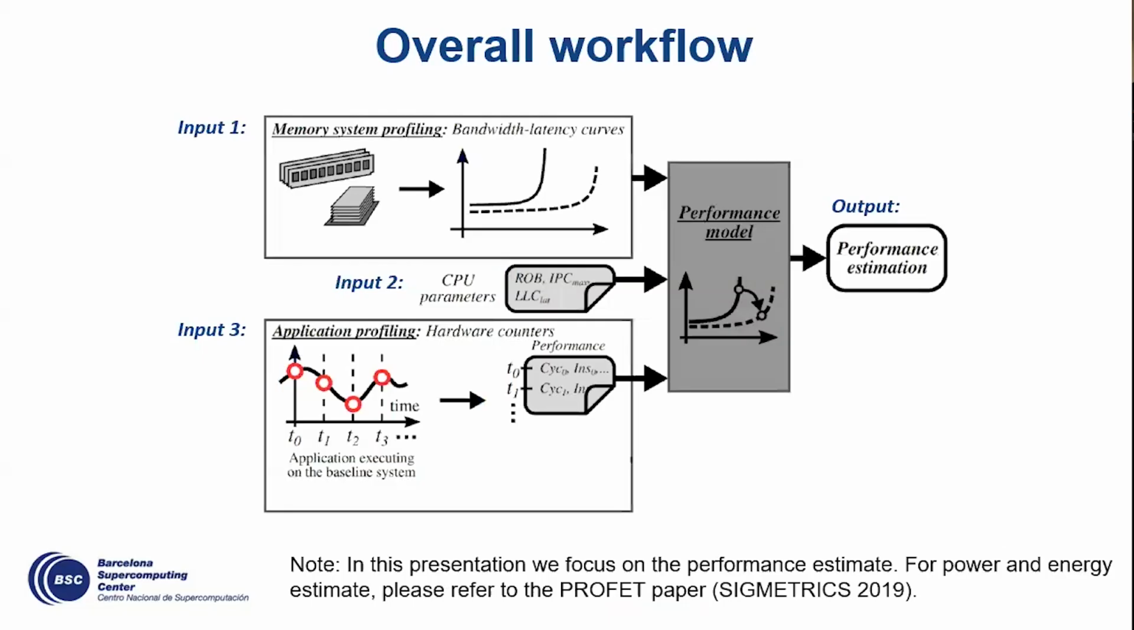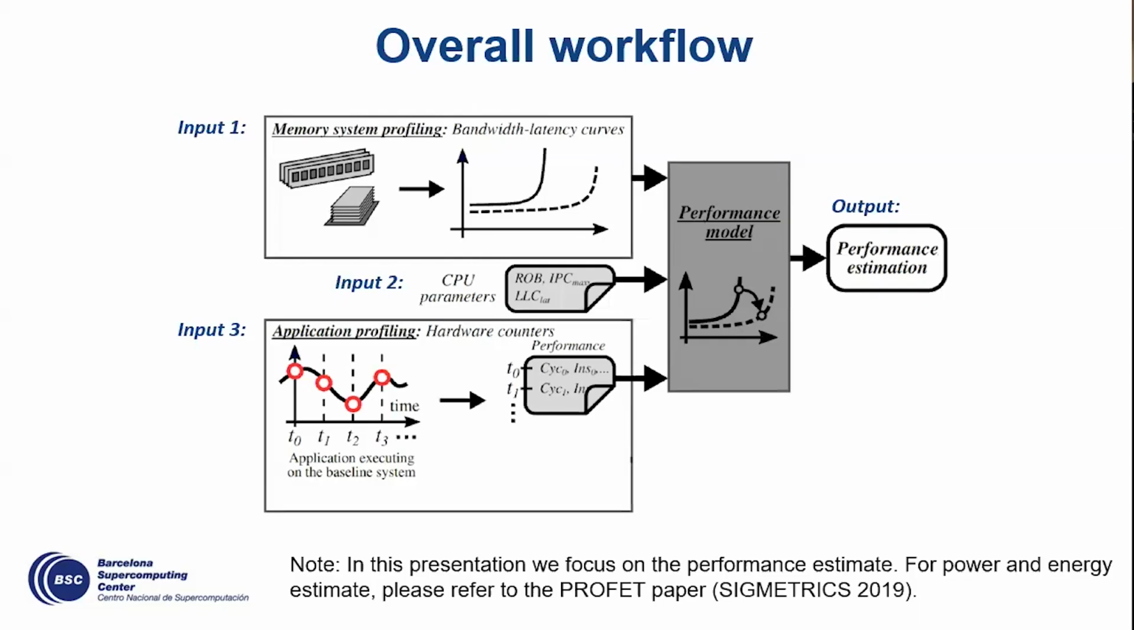And now, going to how it works. This is the overall workflow. Most of the things here you already know about. The first input of this model is the bandwidth-latency curves, so my system profiling. The second one is the CPU parameters. This one is easy, we don't need to worry much about it. They are just some numbers that are not hard to get.